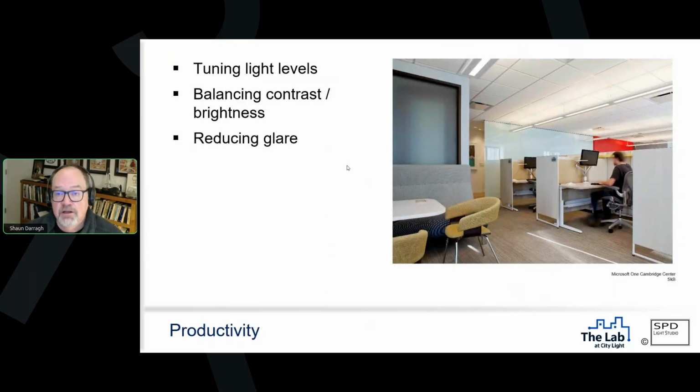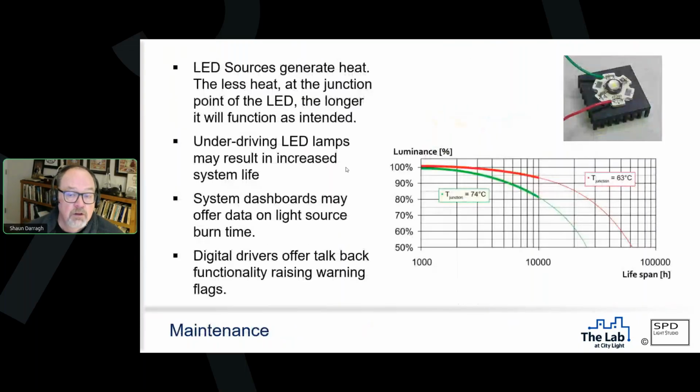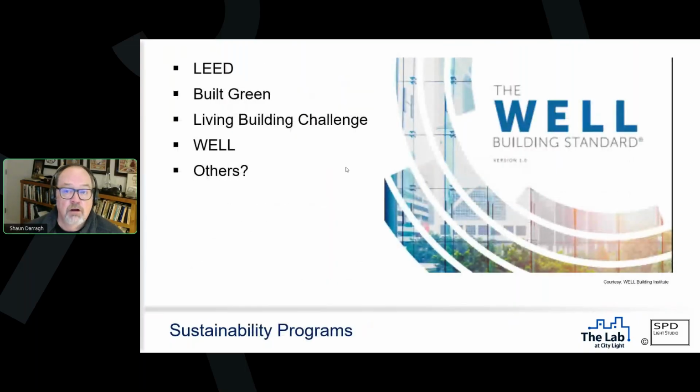Productivity. The ability to tune the lighting to each of our choices when we can is incredible. People really love that, right? People have user satisfaction when we get to choose the light levels that we want. Maintenance. When we dim light sources, we reduce the energy going to them, we reduce the heat associated with them, they last longer.